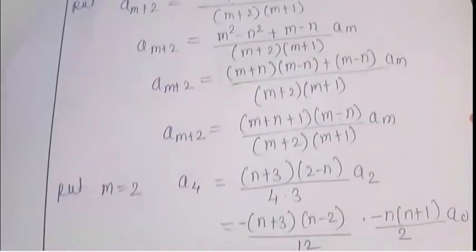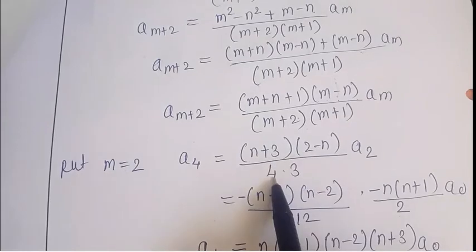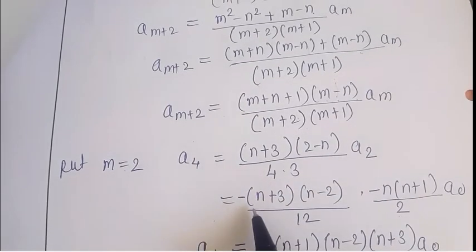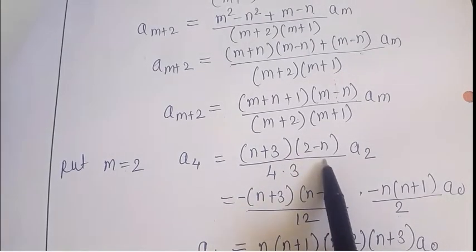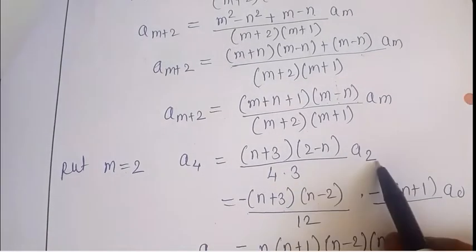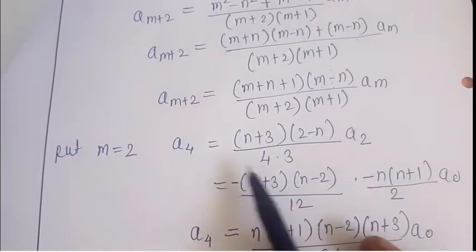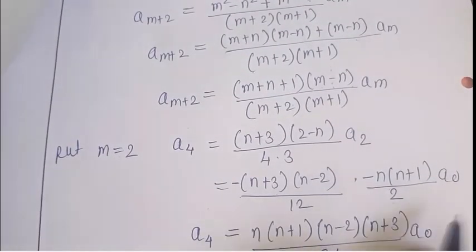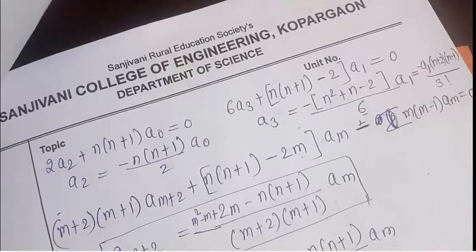Now put m equal to 2, 3, 4 to get the values. We get a4 is equal to (n plus 3)(2 minus n) divided by 4 into 3 times a2, which can be written as minus (n plus 3). We take minus common from the second bracket, so it becomes (n minus 2) divided by 12 multiplied by a2. a2 in terms of a0 is minus n(n+1)/2 into a0. So substituting this value here, we get a4 is equal to n(n+1)(n minus 2)(n plus 3) divided by 24 into a0. This is the value of a4.